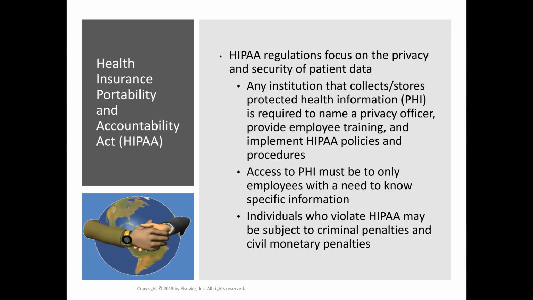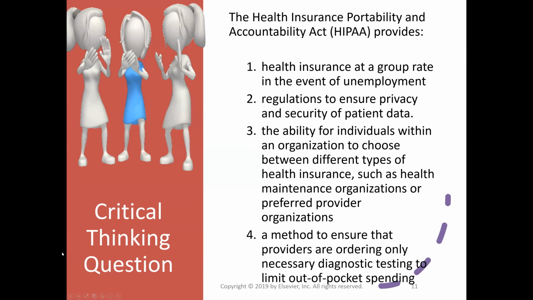And PHI means things that you wouldn't even think about, like date of birth, their address, things that people buy in black markets, right? Social security number, even email addresses are considered PHI. So be careful.